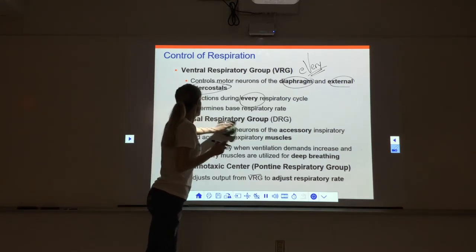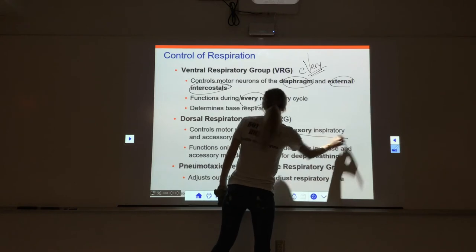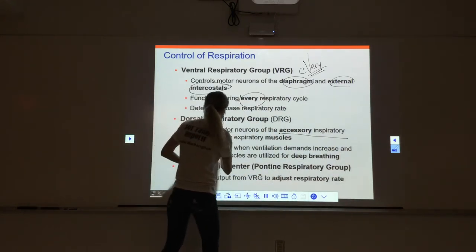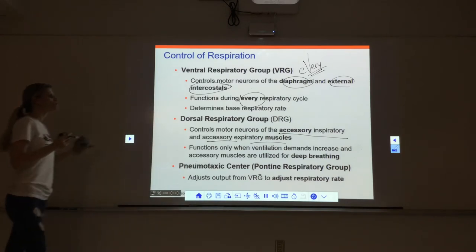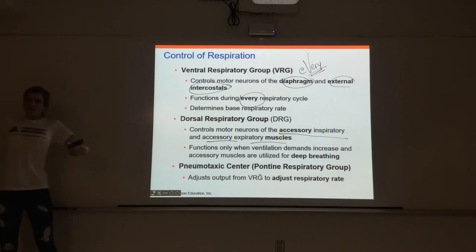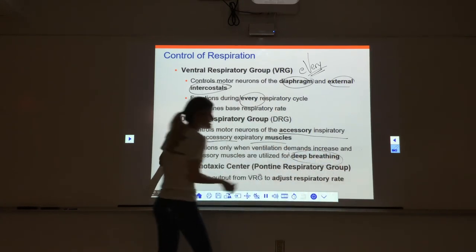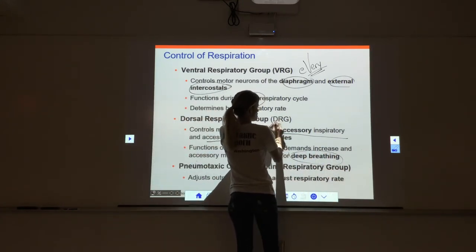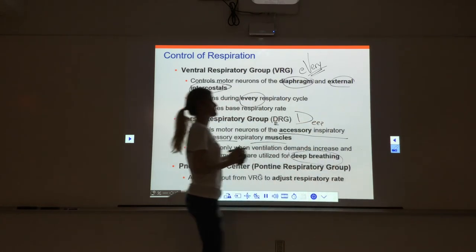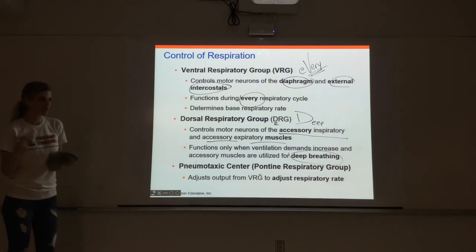The dorsal respiratory group, which is also down in the medulla oblongata, controls the motor neurons that go to the accessory inspiratory and accessory expiratory muscles. So remember that you only utilize these when you start breathing more deeply or heavily than normal. You utilize those accessory muscles to expand even further than you normally would to pull more air in. So you utilize the dorsal respiratory group during deep breathing. Again, DRG, when you do deep breathing. So the ventral respiratory group during every respiratory cycle, the dorsal respiratory group when you utilize deep breathing.